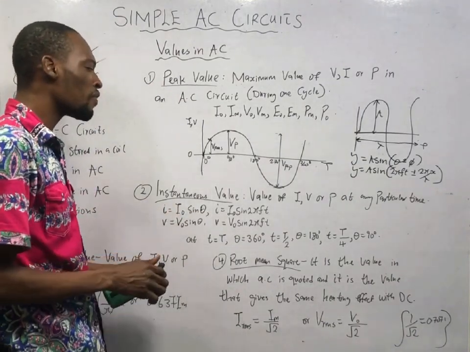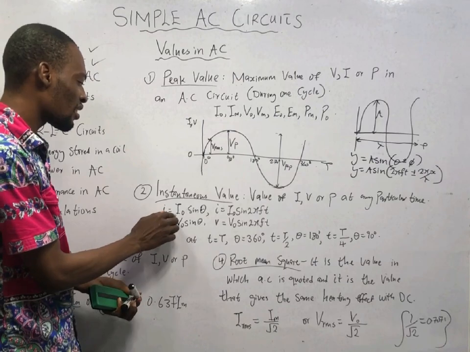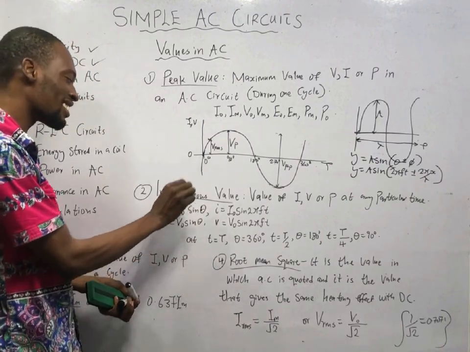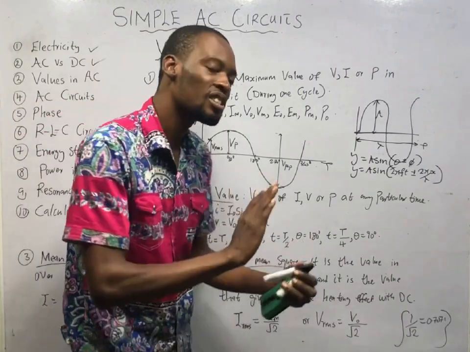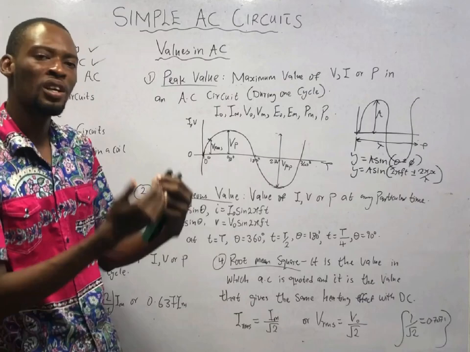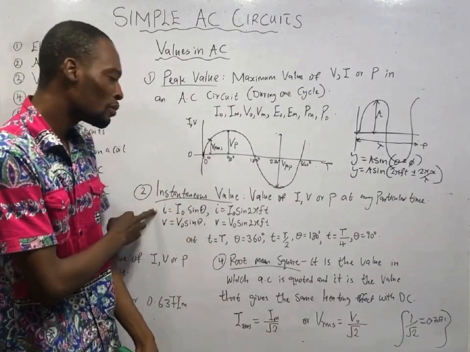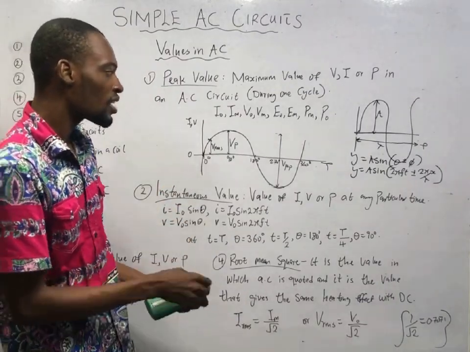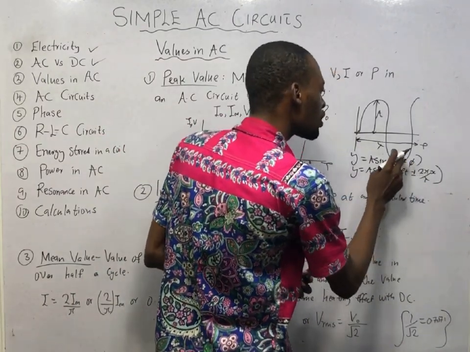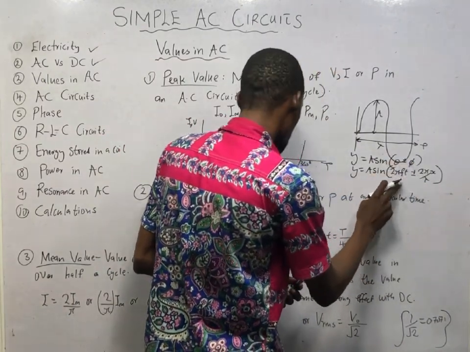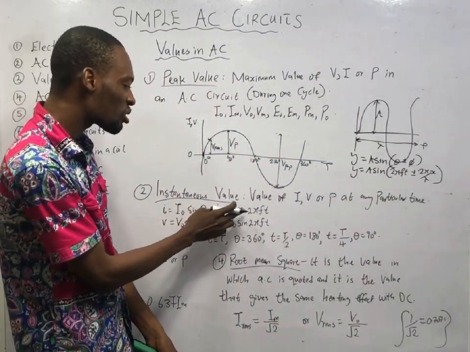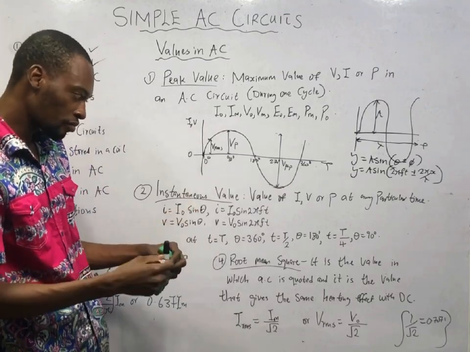So the instantaneous value of current is given by I0 sine theta, which means the peak value of current times sine theta is the instantaneous value of current. So at any point in time, if you are looking for the value of current, this is the formula you use. Theta is 2 pi ft, so you replace theta with 2 pi ft. This gives you the instantaneous value of current as I0 sine 2 pi ft.